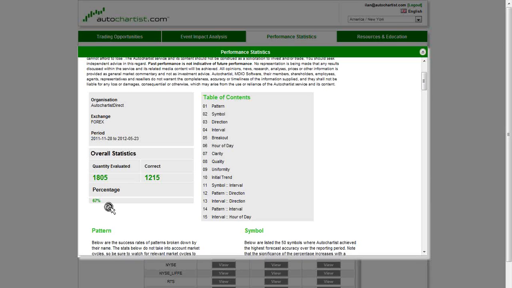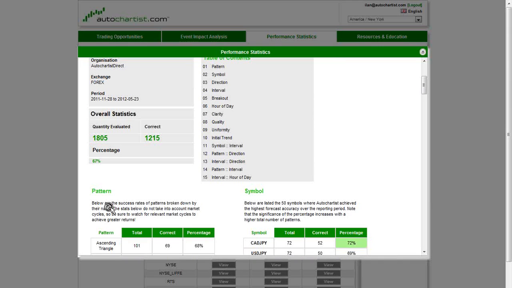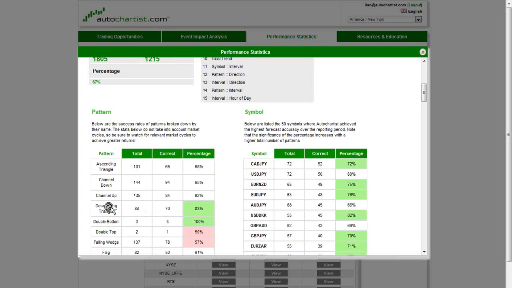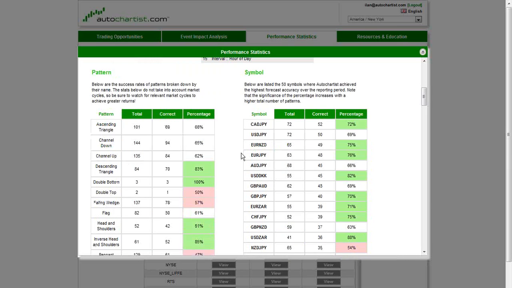And what you can do, though, is scroll down and see a breakdown of which patterns were the best performing patterns, and which instruments were the best performing symbols. So although you might be at 67%, there are certain patterns, for example, head and shoulders, inverse head and shoulders, which are great performance, over 81%, 85% hit rate. And many of the instruments are well over 70%.